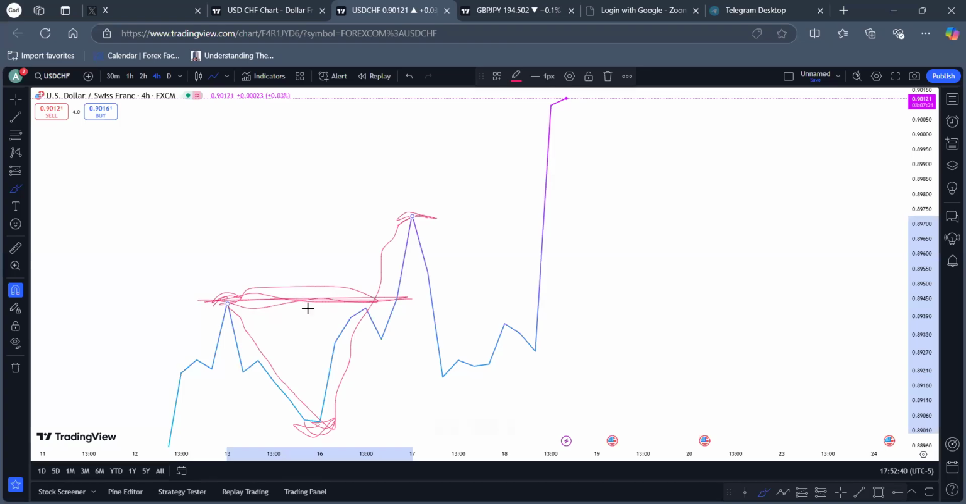So price took out this particular structural high here. So this is the first most recent breakout to the upside. And after price took out this particular structural high, you can see how price created, right? Our new external range liquidity has been created.